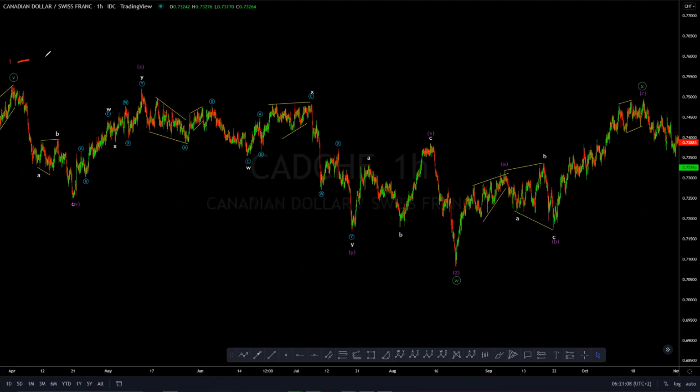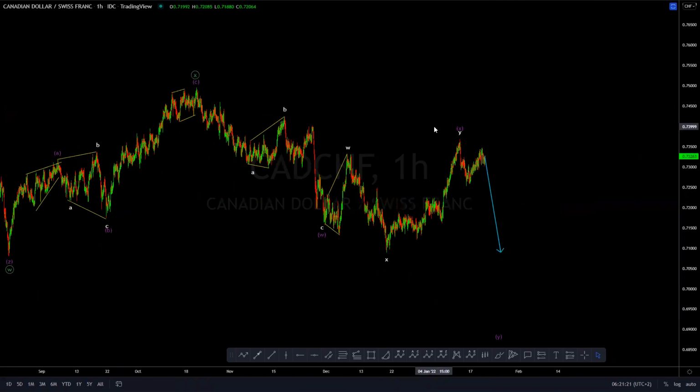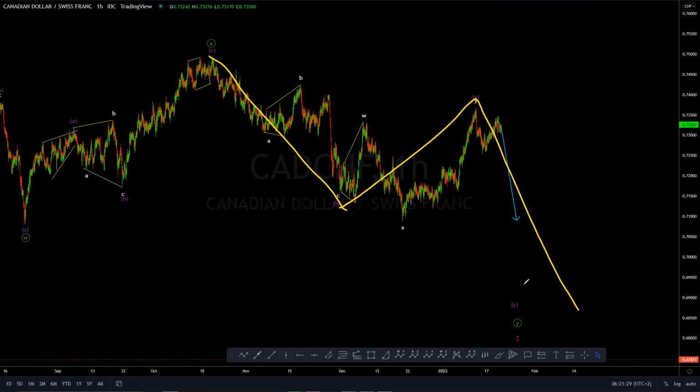And within 2 in red, we propose we are still within wave Y, since we had a W in green, X in green, like that. And then what we expect lower is a Y in green. So Y in green, like that, before we can see a move to the upside.